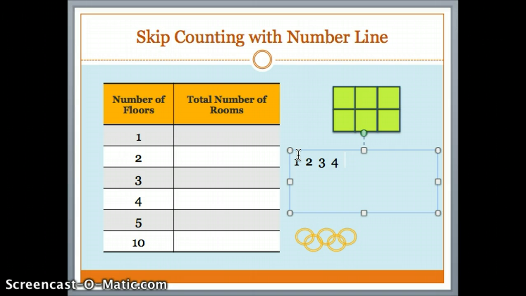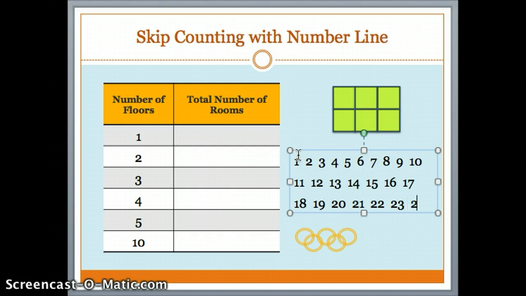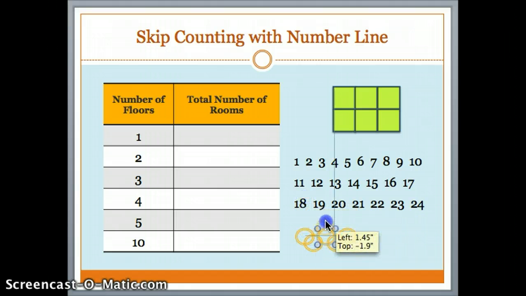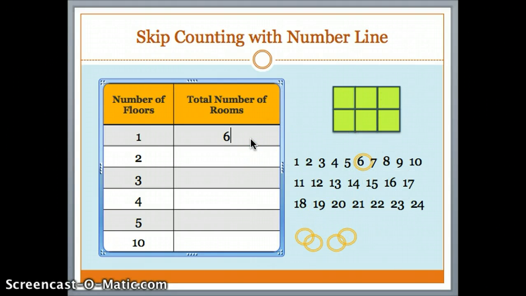I'm making my own number line just in case Mrs. Sauter forgets to put the number lines out or the 100 charts. I can just make my own. Okay. So 1, 2, 3, 4, 5, 6. Remember, I'm counting by 6s. It's the same floor plan, so I should put that on my first floor just so I don't forget.